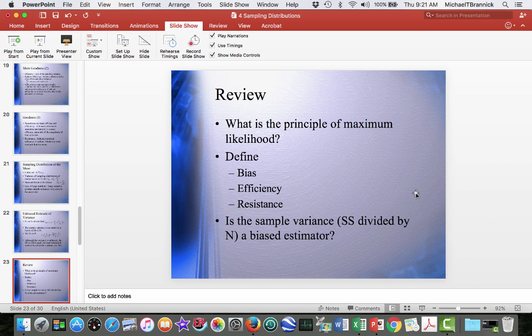And resistance means resistance to the influence of outliers. So if we have outliers, these deviant, distant data points, they can mess up our estimate and get us far from where we want to be. And so we'd like to have statistics that are resistant to the presence of outliers. And finally, is the sample variance, the sum of squares divided by n, a biased estimator? Well, yes it is. We have to divide by n minus 1 in order to get an unbiased estimator of the variance.